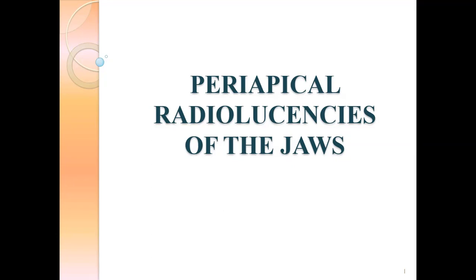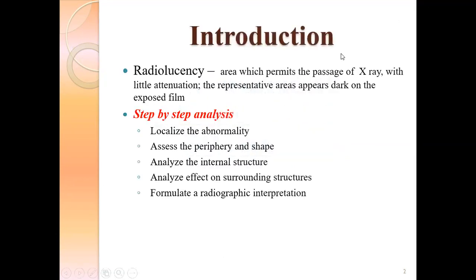Today, our topic is periapical radiolucencies of the jaws. Radiolucency is an area which permits the passage of X-ray with little or no attenuation, and this is usually seen as black or gray or dark on an exposed film.